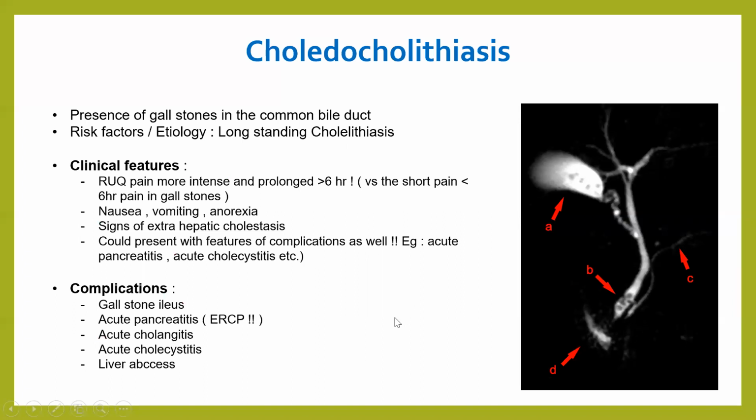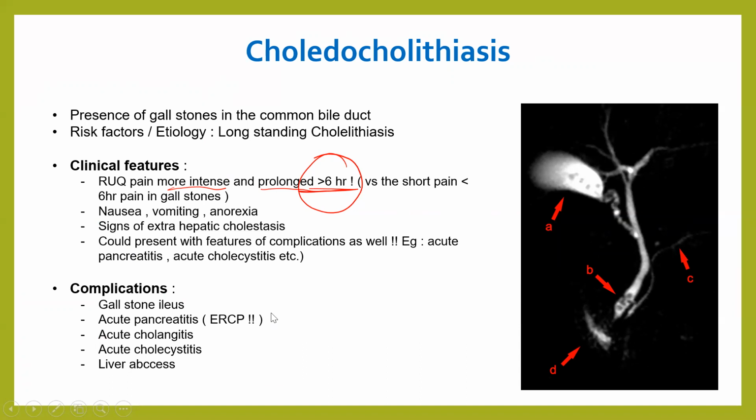So the risk factor is, of course, it makes sense, long-standing cholelithiasis, and clinical features are usually quite the same, except here's the difference: it has prolonged intense pain. The pain is usually more intense and is prolonged more than 6 hours versus the short pain we see in gallstones. We have nausea, vomiting, anorexia, signs of extrahepatic cholestasis, and can also present with features of complications. So it's not just necessary that they arise with the pain that is present in cholelithiasis and is quite typical, but sometimes it can arise with features of complications, which I'm going to discuss.